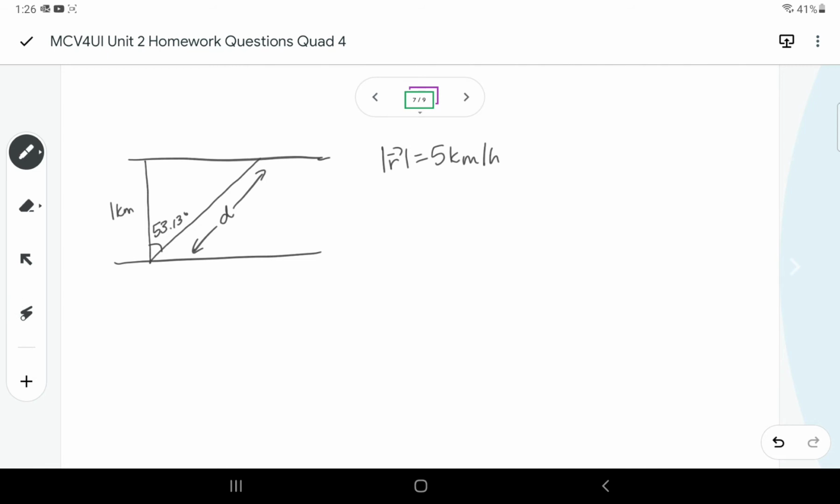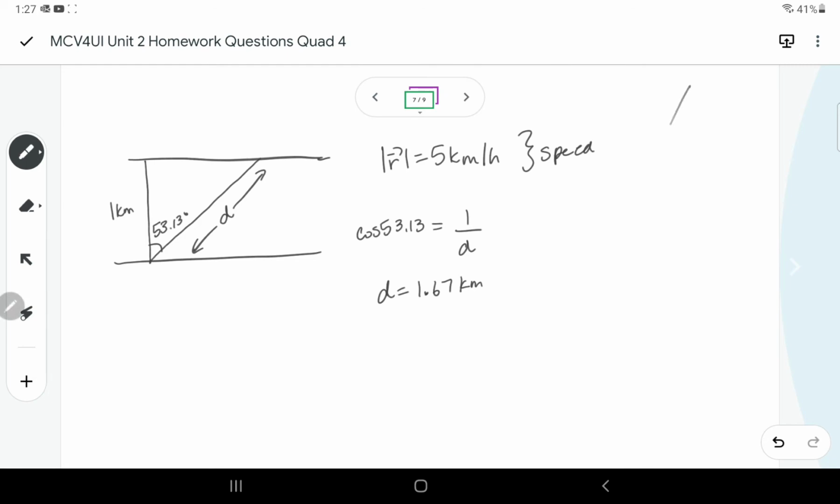So we want to figure out what that distance would be so that we can find out how long this would take. So here we've got cos 53.13 is 1 over the distance she swims. So 1 divided by cos there. She ends up swimming 1.67, repeated, kilometers. So her distance is 1.67 kilometers. Her speed is 5 kilometers per hour.